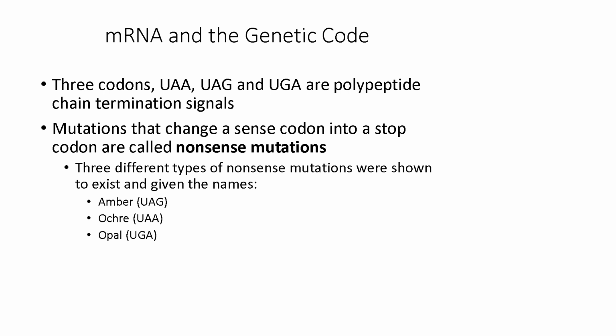The three termination codons, UAA, UAG, and UGA, are referred to as nonsense codons. Mutations that convert a sense codon into a stop codon are thus classified as nonsense mutations. Historically, researchers identified and named these mutations based on the stop codon produced: amber for UAG, ochre for UAA, and opal for UGA. These mutations can halt protein synthesis prematurely, often leading to loss of function.